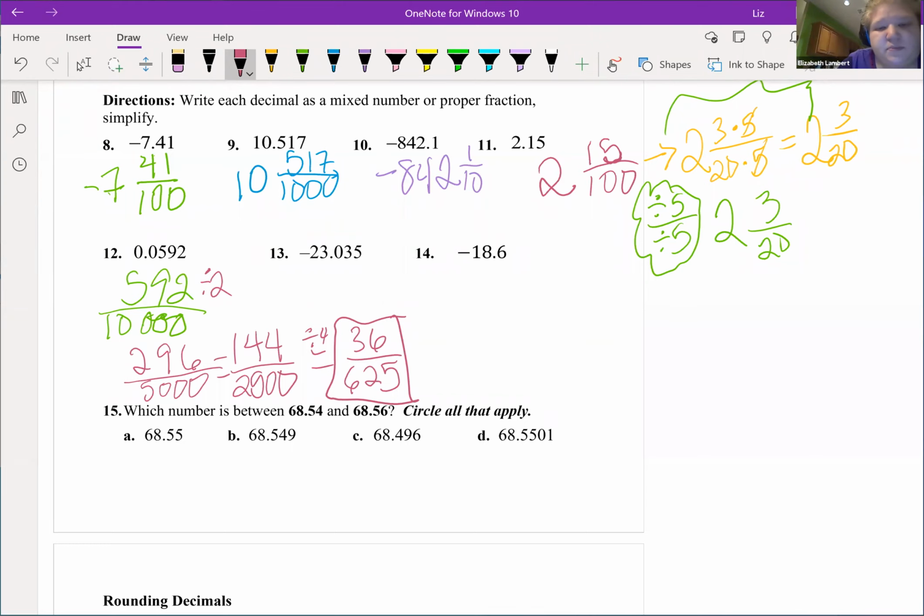All right. Now the next ones aren't so bad. They're smaller. So -23 and 10th hundred thousandths. You know what? Let me change the color.